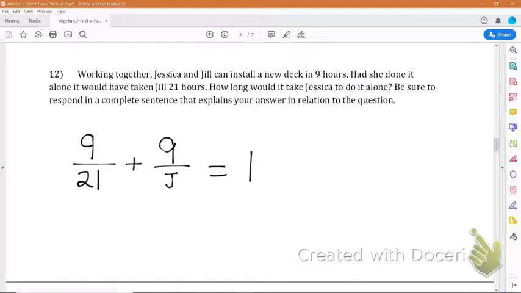What is your common denominator? I have a 21 and I have a J. 21J. You're going to multiply every single term by 21J. For my first fraction, 9 times 21J divided by 21, what's going to happen? The 21 cancels with the 21, leaving you with 9 times J, which is 9J.